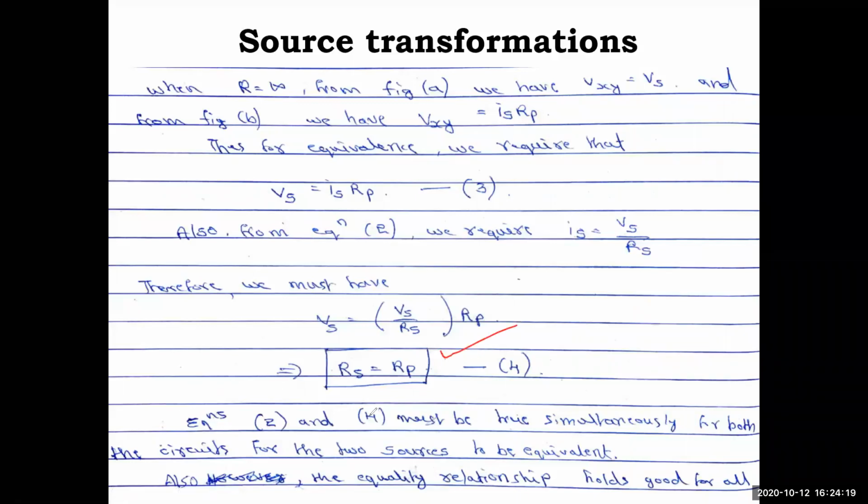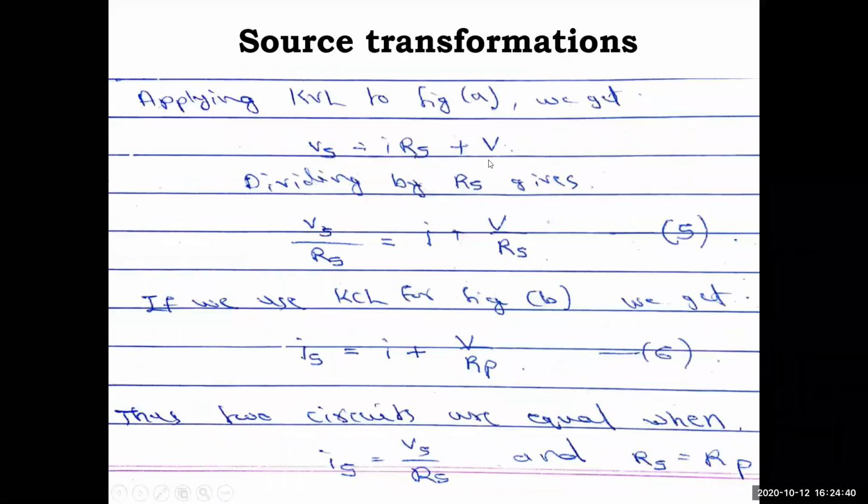Okay, so equations 2 and 4 must be true simultaneously for both the circuits for the two sources to be equivalent, and also the equality relationship holds good for all values of R. Okay, R may be missing here, so note down. So based on this we write the transformation procedure. Okay, so what is that?